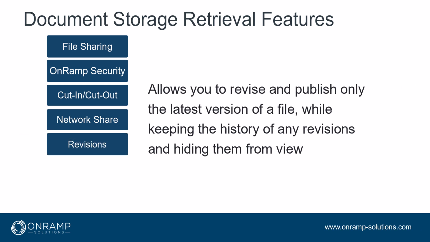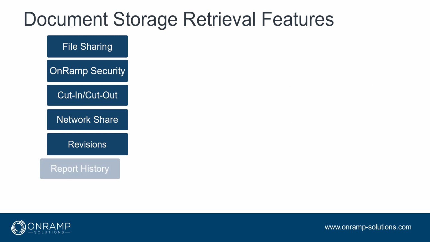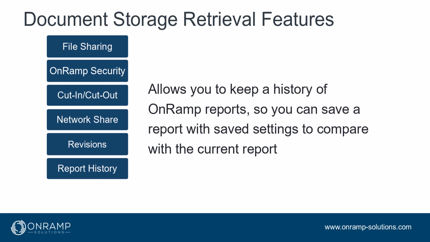We have something called a file revision. It gives you the ability to maintain a revision history of a specific file, but only one will be effective at a time. So if you had a policy change or a standard procedure or something like that, you could set an effective date for a version 2, and it will only show one version, the effective version, at a time. We have the ability to do a report history.